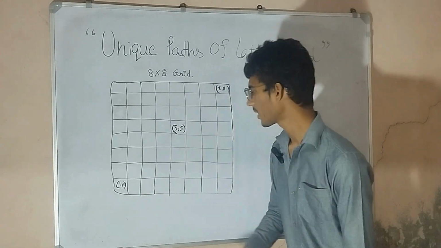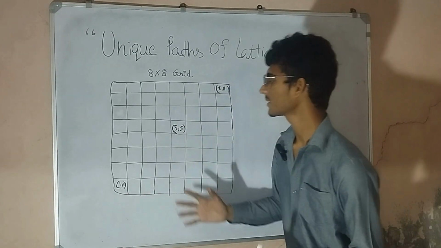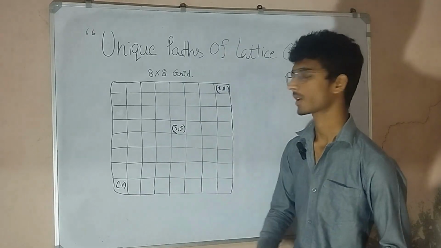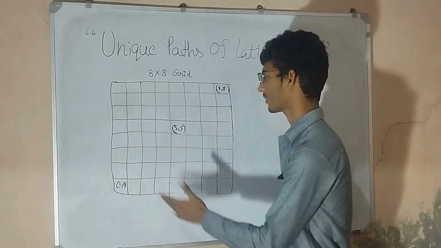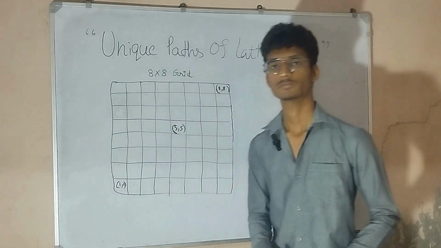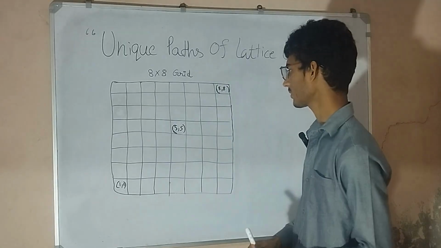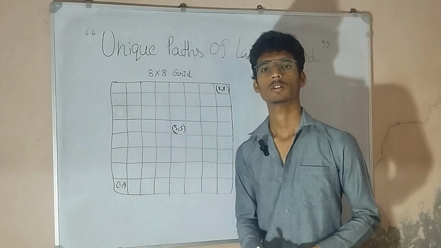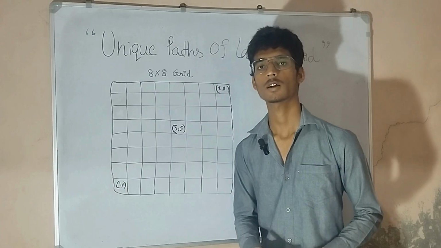The question says, how many unique paths are there to reach 5 comma 5 from 1 comma 1, given only upward and rightward moves are allowed? This is simple yet interesting, so give it a try. I highly encourage it.